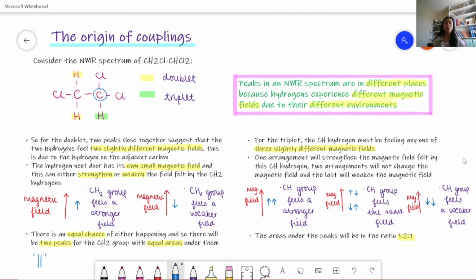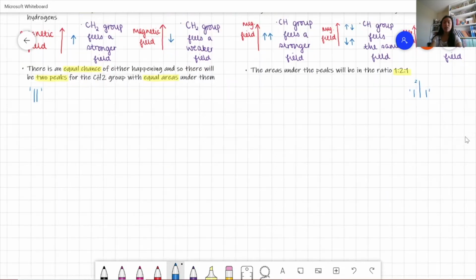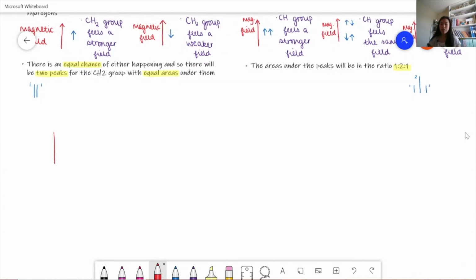So that's why for triplet peaks, we have 3 peaks, but they're in the ratio of 1 to 2 to 1. So the one in the middle will be double the height of the other 2. And this same principle can be applied for looking at the origin of quartets. So what we have for quartets is that we're just looking at the arrangements that we can get. So again, we have a magnetic field.